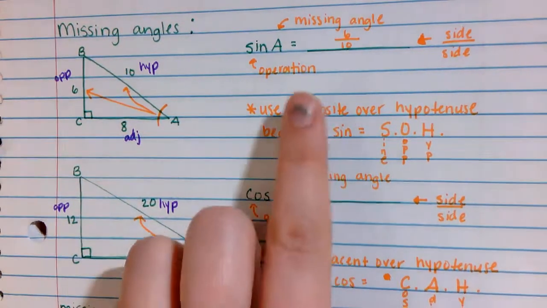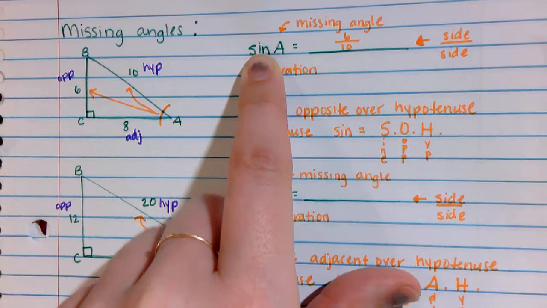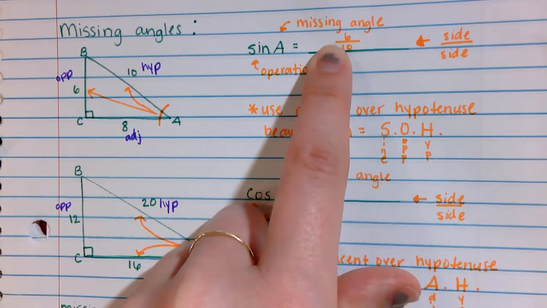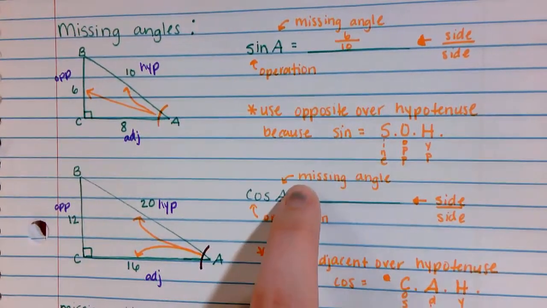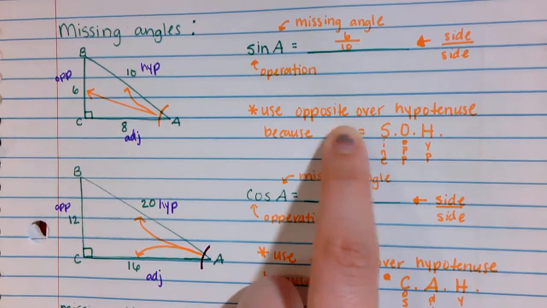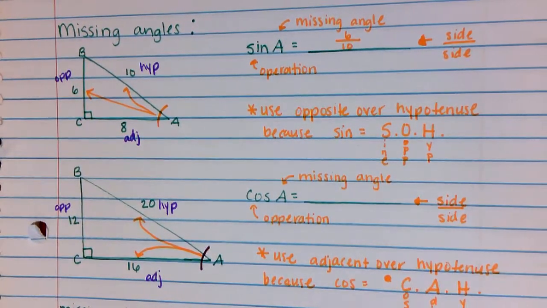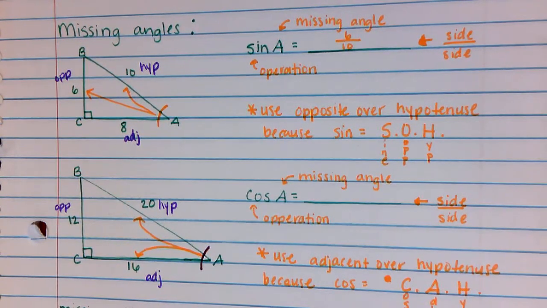If you wanted to actually solve this, you would just do an inverse operation to get A by itself. I would move this over, and on Desmos, I would do inverse sine of 6 over 10, and we can figure it out. And again, I put use opposite over hypotenuse because of SOHCAHTOA, sine is the SOH. Sine opposite hypotenuse. That lets you know which ones to use.